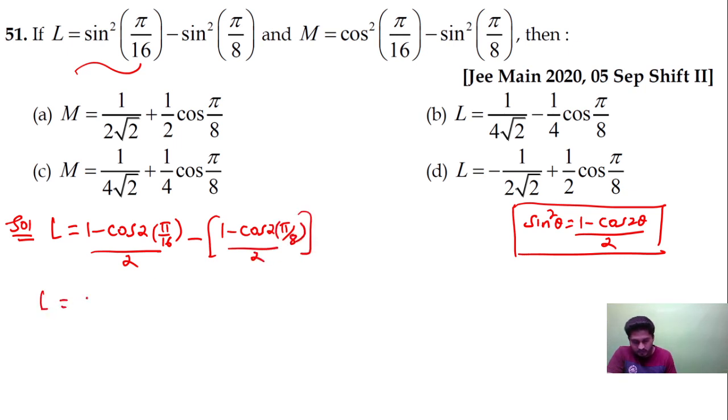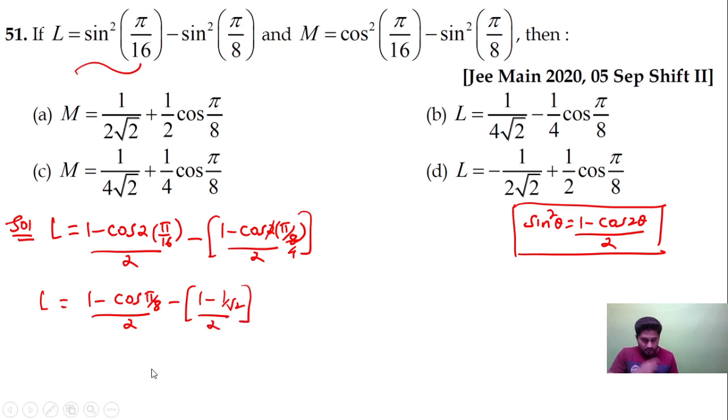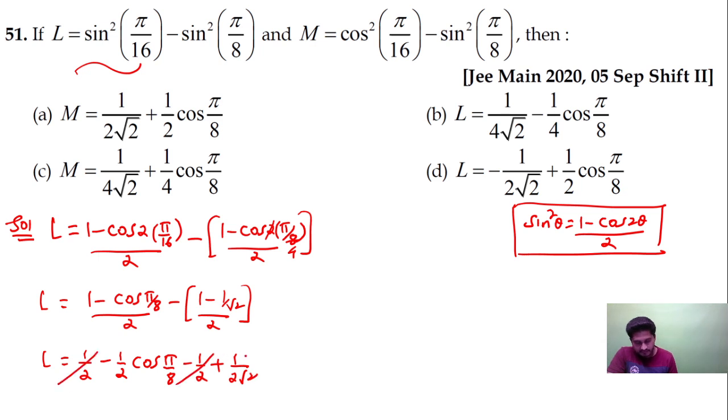Okay, so L is equal to (1 minus cos pi by 8) upon 2, and then this is 1 minus, this will cancel 4 times, cos 45 is 1 by root 2, whole divided by 2. So this can be written as L is equal to 1 by 2 minus 1 by 2 into cos pi by 8, minus 1 by 2, minus and minus is plus, 1 divided by 2 root 2. Anyways, this will cancel. You will get this as 1 divided by 2 root 2 minus 1 by 2 into cos pi by 8. This is the value of L.